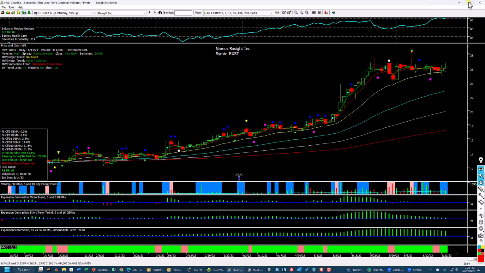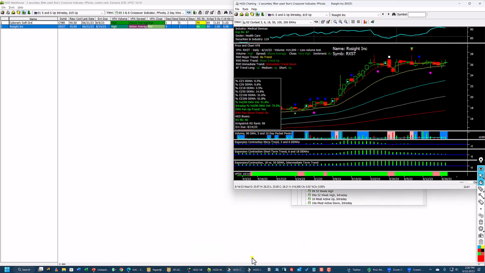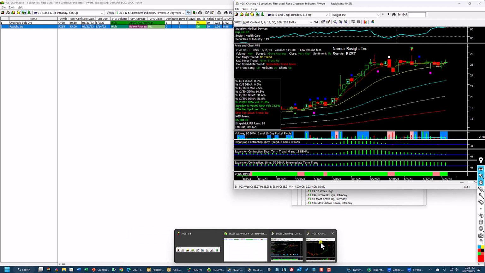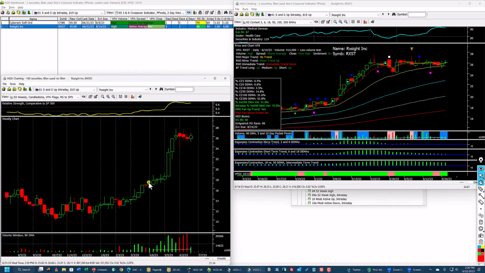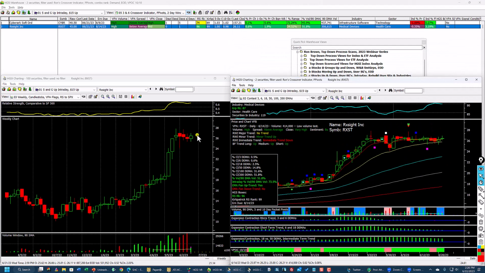Let's look at the weekly chart on this, see if I have it up here. Okay. Wow, this has been strong for several weeks, and it's stalling right now, but it may go again. That's probably one that might be worth putting in a watch list.